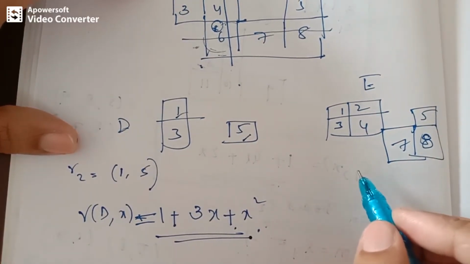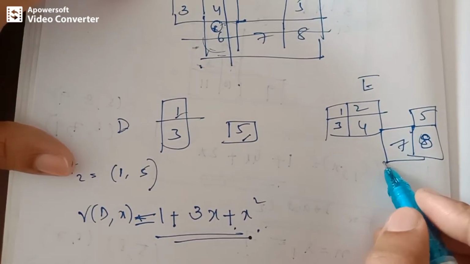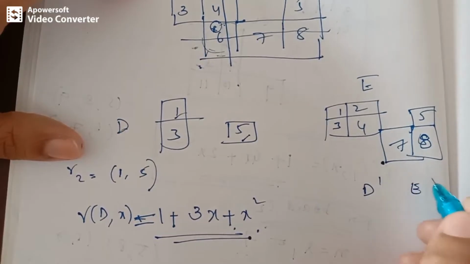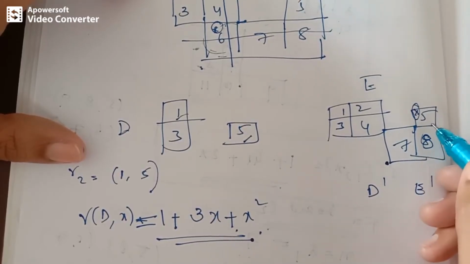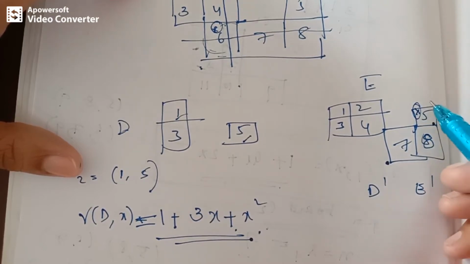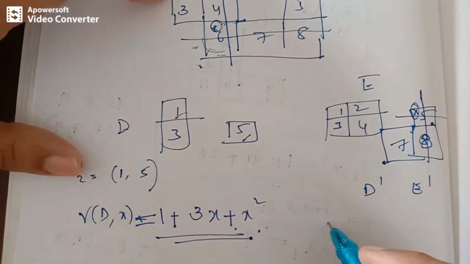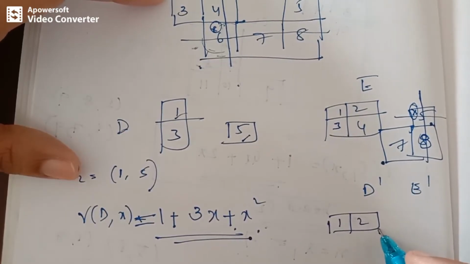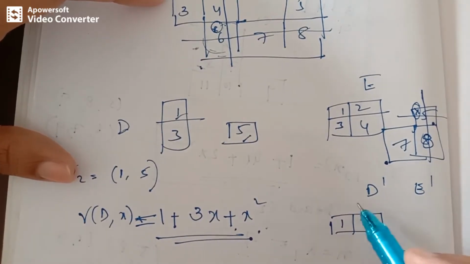So this is the value of the Rook's polynomial for the board D. Now let's find it for board E. Once again we have to divide the board into two different boards, D dash and E dash. Before that, we have to mark a particular square. Let's say I mark square number 5 as asterisk. Now I have to obtain both D dash and E dash. D dash is the board obtained by deleting the row and column corresponding to that square. D dash will be 1, 2, and then another square, 7, with no connection. So this is your D dash.